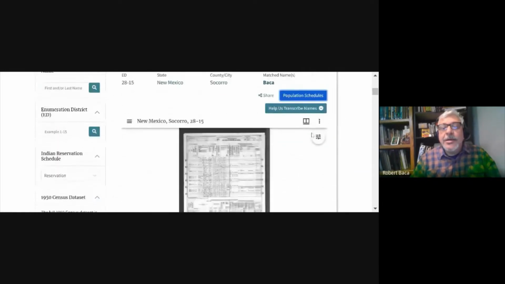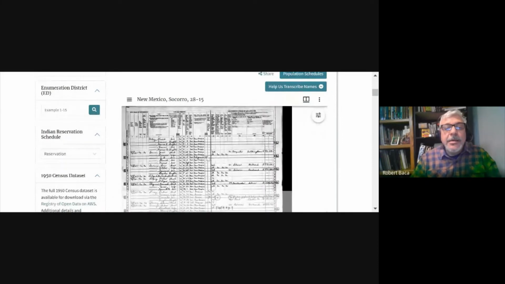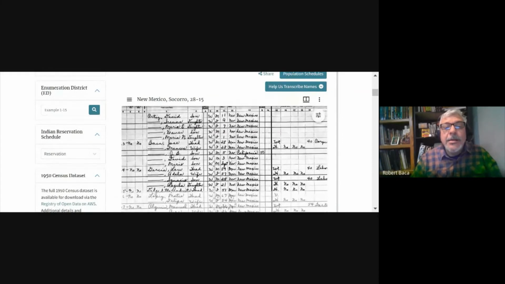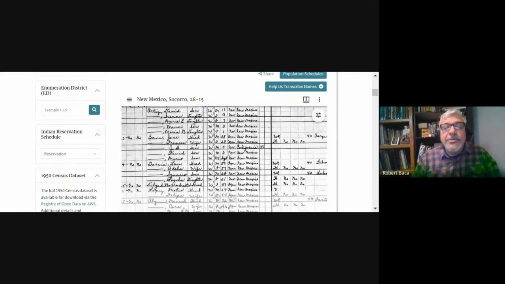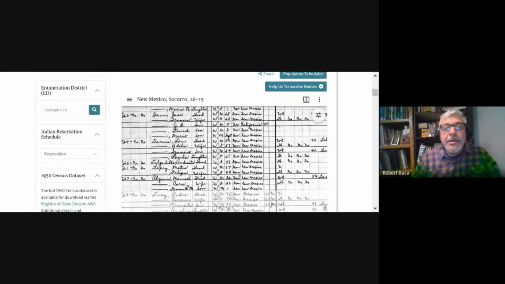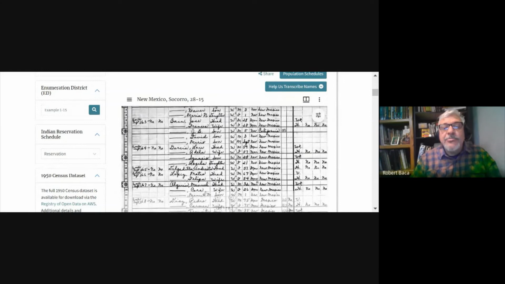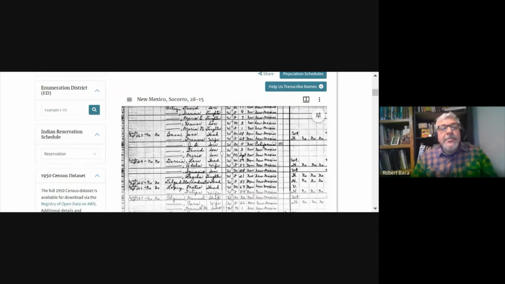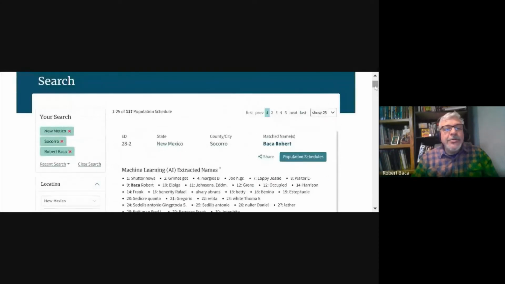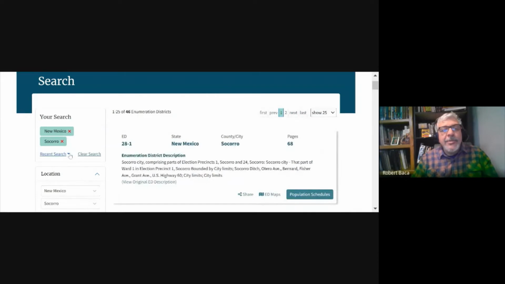This one just says Baca. Jose Baca. I don't see a Robert in there, but it may be in there somewhere. Okay. Maybe there's a Robert in there and a Baca. But I find that is not the easiest way to find someone. So what I'm going to do is remove that. Look over here. Here's your search: New Mexico, Socorro, and Robert Baca. I'm going to get rid of Robert Baca.